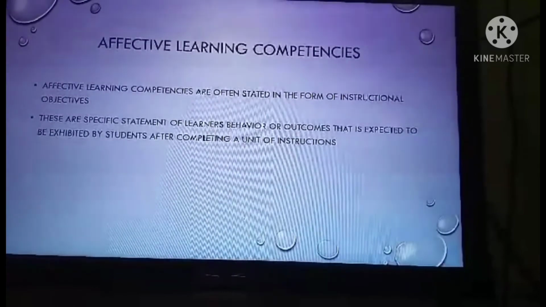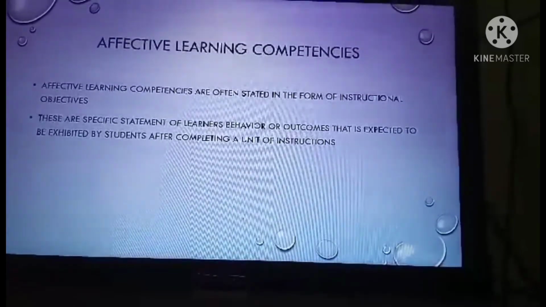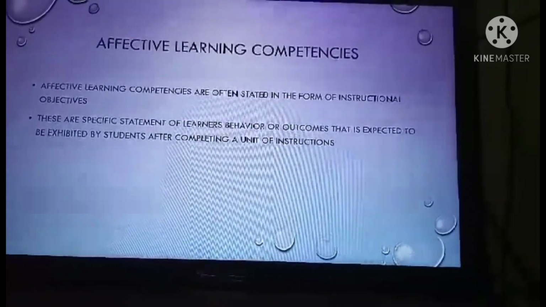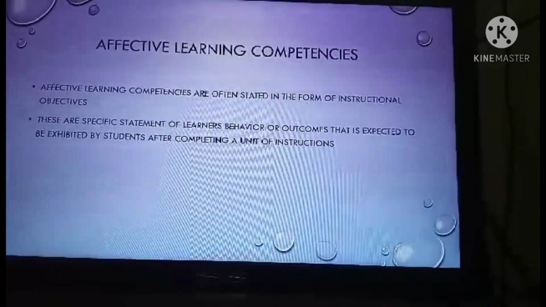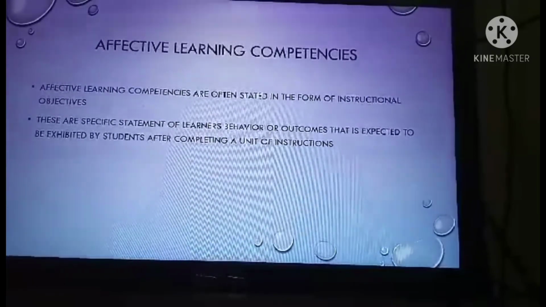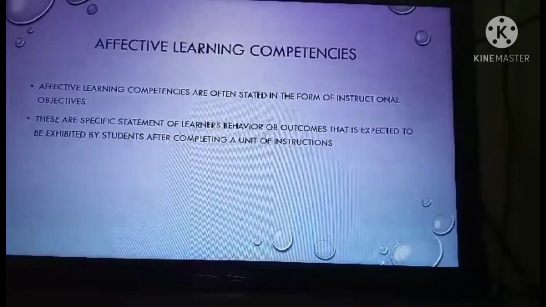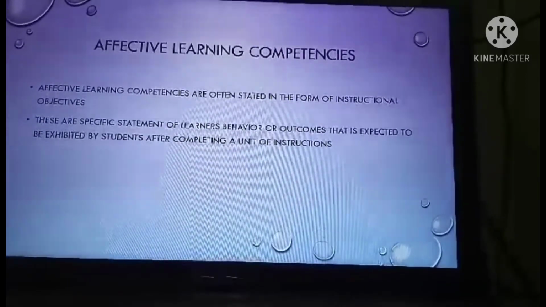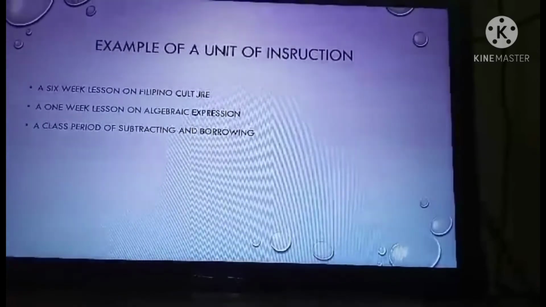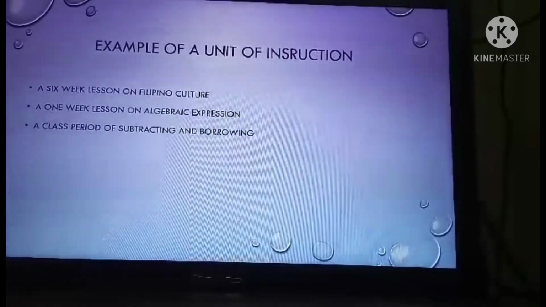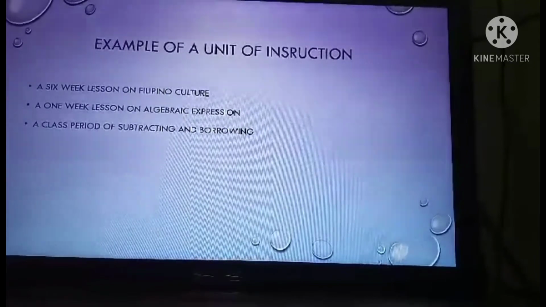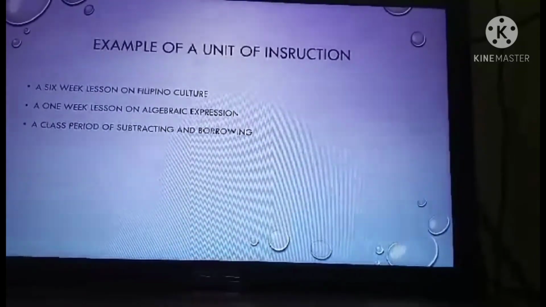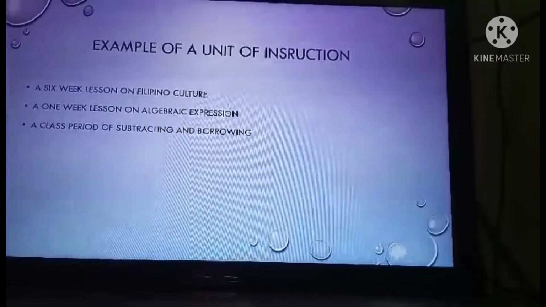Affective learning competencies. Affective learning competencies are often stated in the form of instructional objectives. These are specific statements of learners' behavior or outcomes that are expected to be exhibited by students after completing a unit of instruction. Examples of a unit of instruction: a 6-week lesson on Filipino culture, a 1-week lesson on algebraic expressions, a class period of subtracting and borrowing.